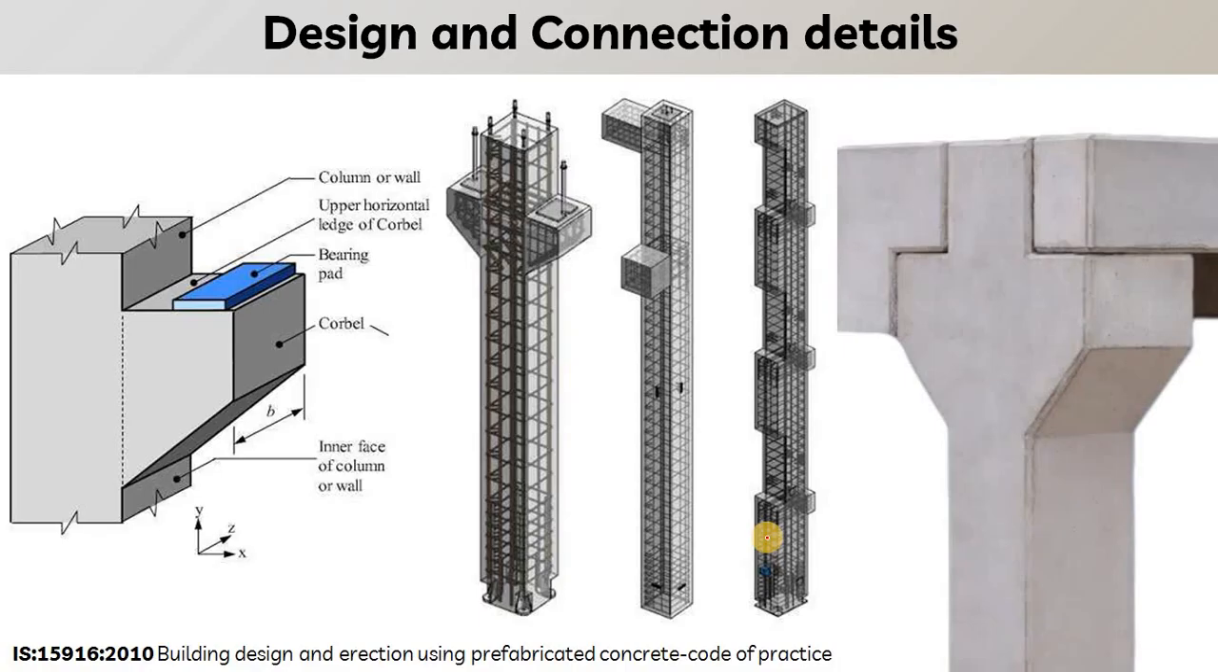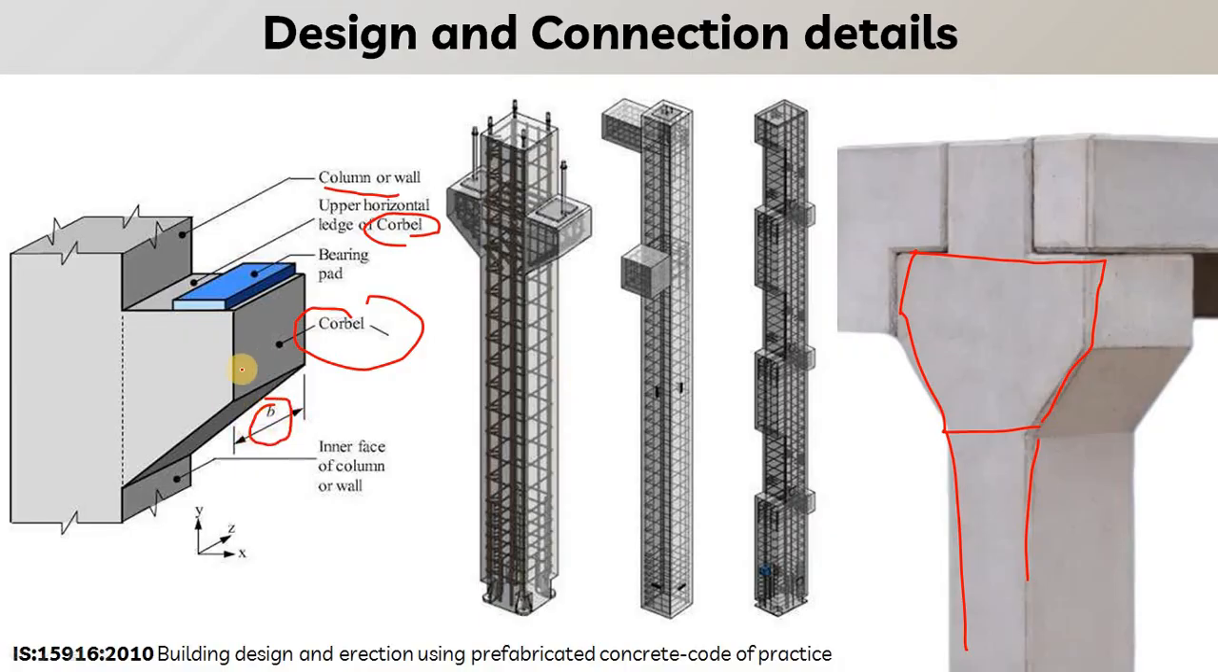So let us see the design and connection details of the precast column. Here on the right hand side you can see the column with the corbel. This part is the corbel, projected on both sides, and this is the column part. In this figure we have a column or wall structure, and then the corbel over here, and this is the width of the corbel.